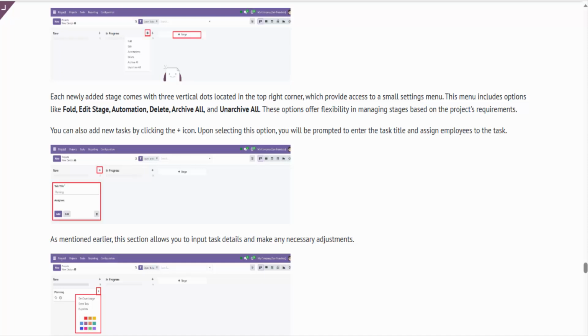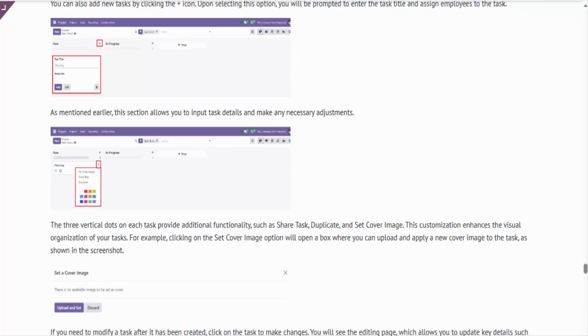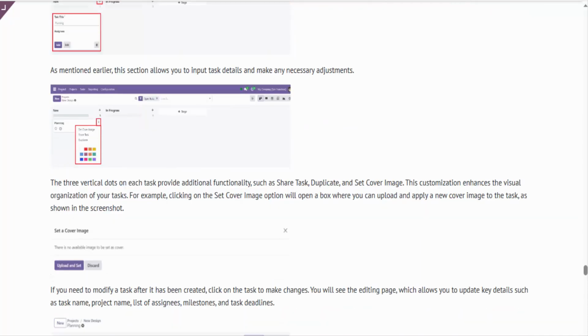These options offer flexibility in managing stages based on the project's requirements. You can also add new tasks by clicking the plus icon. Upon selecting this option, you will be prompted to enter the task title and assign employees to the task. As mentioned earlier, this section allows you to input task details and make any necessary adjustments.